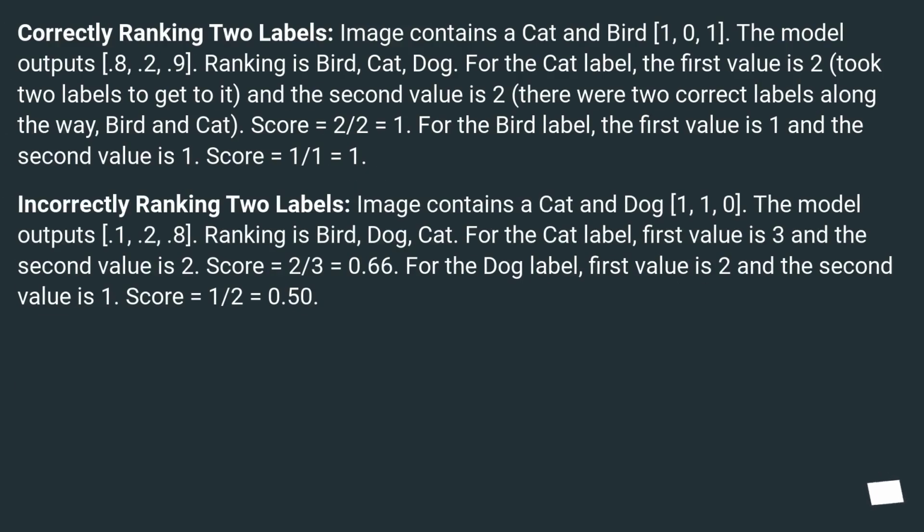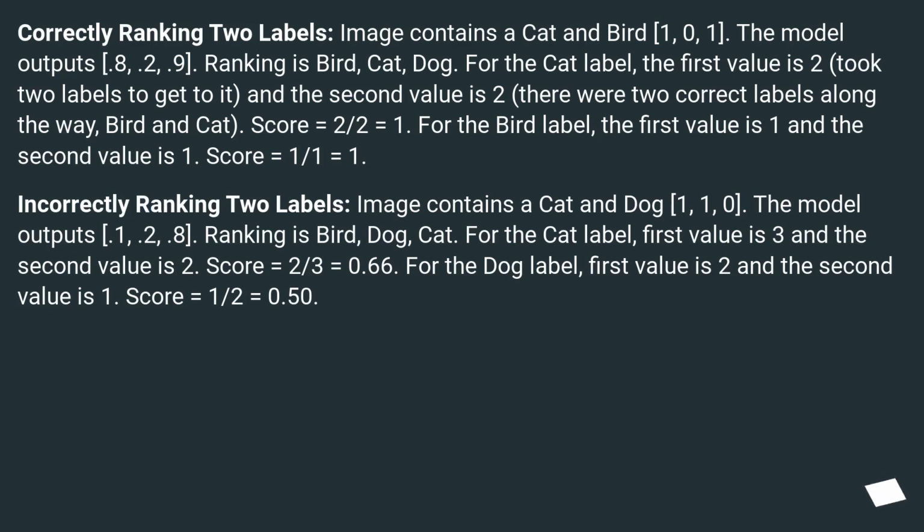Correctly ranking 2 labels. Image contains a cat and bird: 1, 0, 1. The model outputs .8, .2, .9. Ranking is bird, cat, dog. For the cat label, the first value is 2, took 2 labels to get to it, and the second value is 2. There were 2 correct labels along the way, bird and cat. Score equals 2/2 equals 1. For the bird label, the first value is 1 and the second value is 1. Score equals 1/1 equals 1.